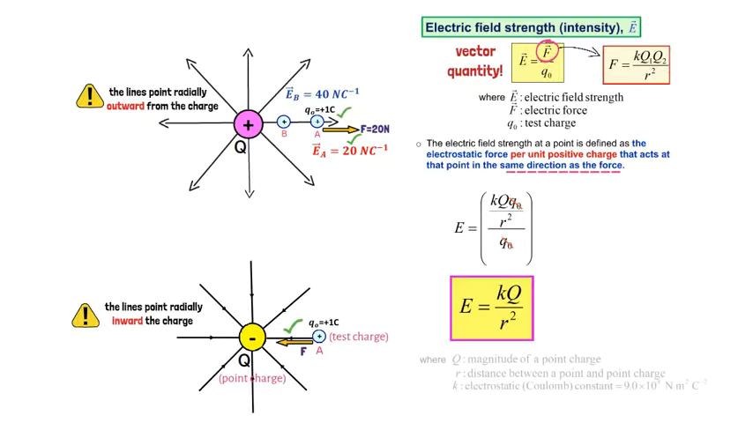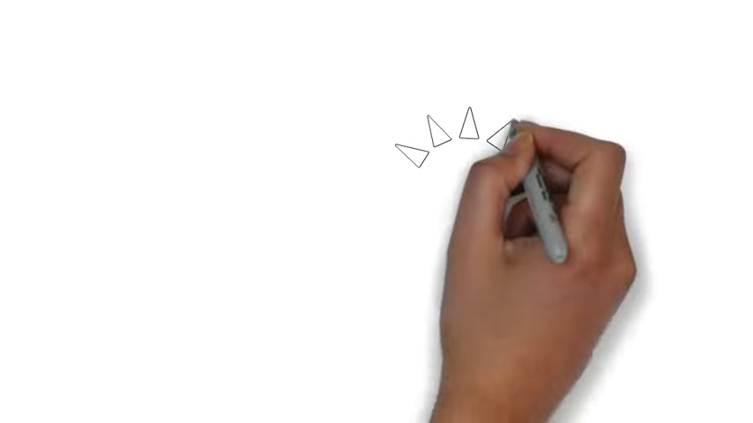Tengok betul-betul dekat sini, Q kita dekat sini adalah capital Q, where capital Q is referring to the magnitude of a point charge, not the magnitude of a test charge. Remember. And another important thing that you must remember, that r is the distance between a point and a point charge. Contoh macam tadi, r itu adalah jarak antara point A dan juga point charge capital Q. Okay? Alright, so now let's move to another part.